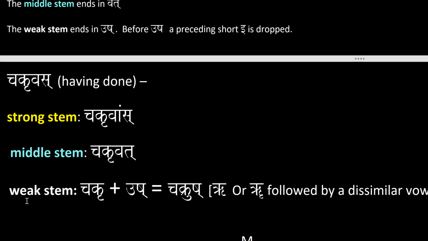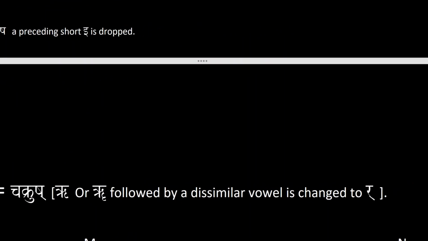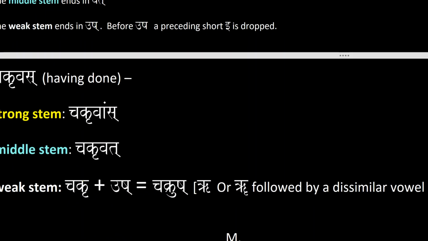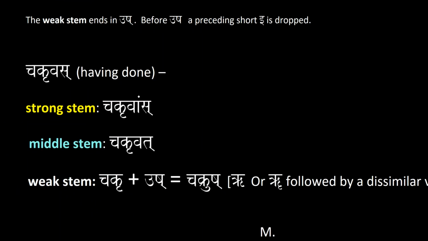So remember the sandhi rule that a ri followed by a dissimilar vowel is changed to a ra with a halant. So this is followed by a dissimilar vowel. That dissimilar vowel is u. So this ri is going to turn into a ra with the halant, which is represented by that line there at the end of the ka. And then after that, the ush part is added onto it. So you end up with chakrush. So that is your weak stem.